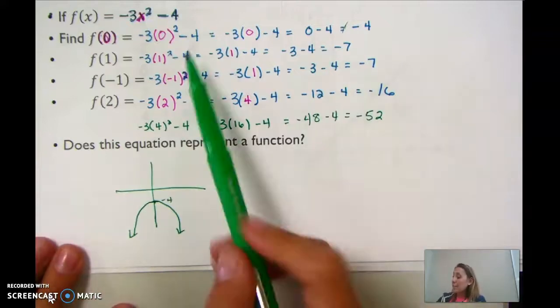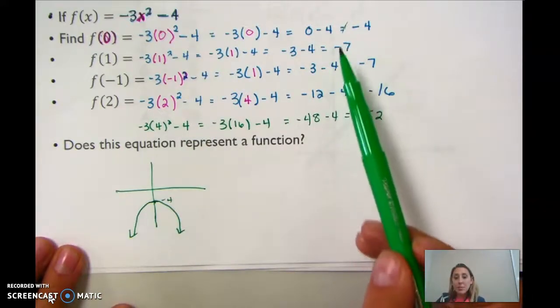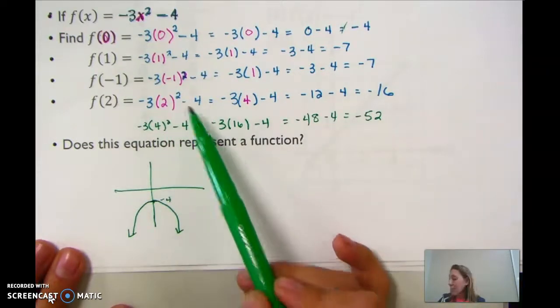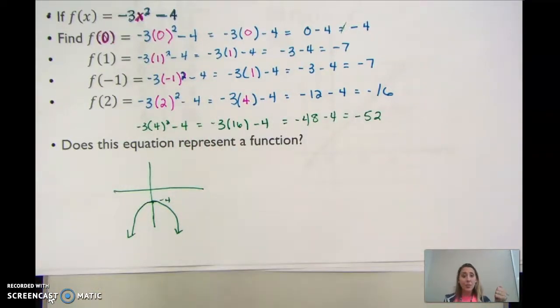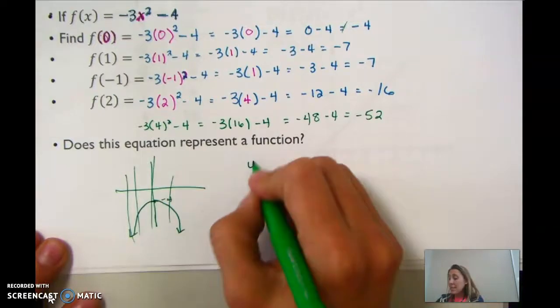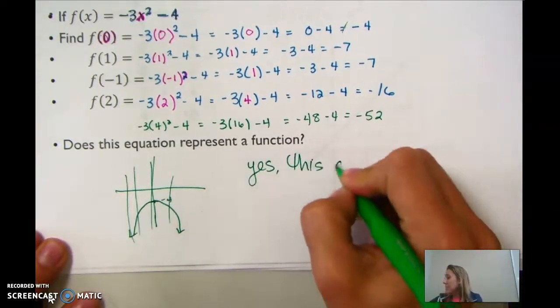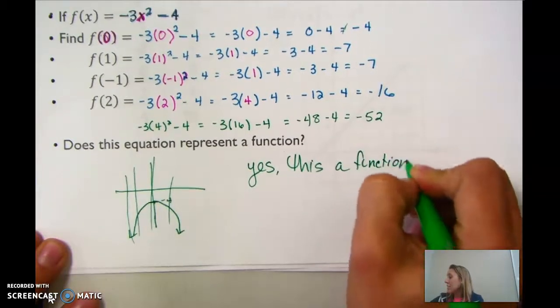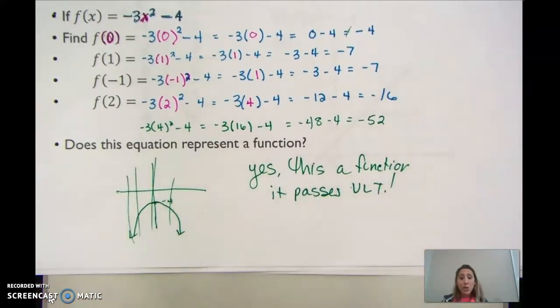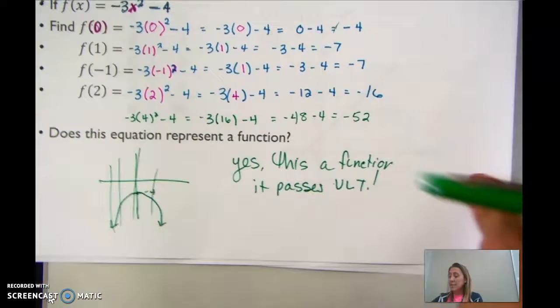Now, a lot of people in class said, wait, this can't be a function. -7 is used twice. But that's okay, because 1 is a unique number and -1 is a unique number. So -1 is a different number that gives me -7, and +1 is a different number that gives me -7. So the x's aren't being repeated, and that's how we can think of it. Also, if we think of the graph, it's a parabola, and it passes the vertical line test. So yes, this is a function. It passes the vertical line test. So we're good there.